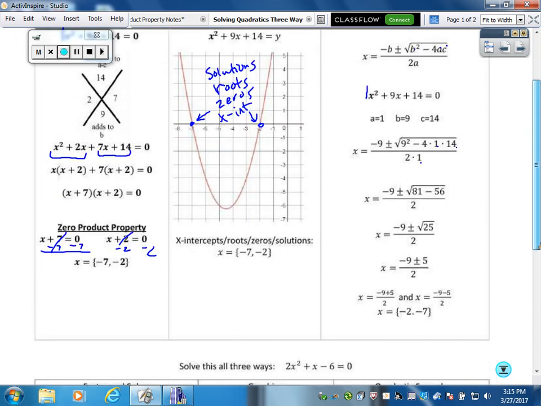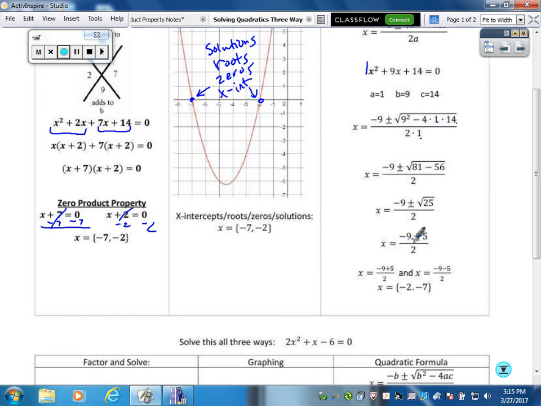So what this means down here is that we need to do two problems. It's like two paths. You can add and you can subtract. So you see what happens there. We say -9 plus 5 and -9 minus 5. That's what I've written down here. So add them, subtract them, divide by 2, and you get those answers.